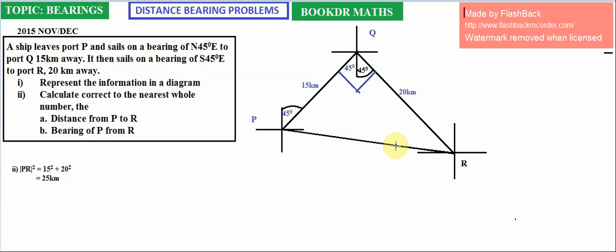When the question is given in a compass bearing, your answers and everything should be left in compass bearing. If it's a 3-digit bearing, your answers and everything should be left in the 3-digit bearing. So this is a compass bearing, so we need to calculate the angle at R. So we'll calculate for this angle here, the angle at this point.